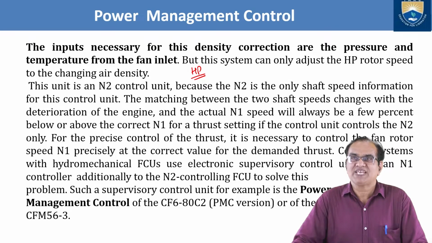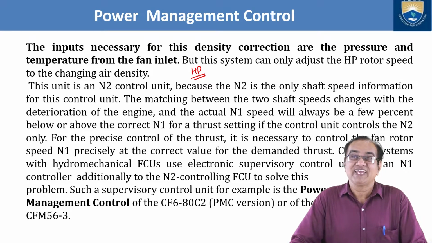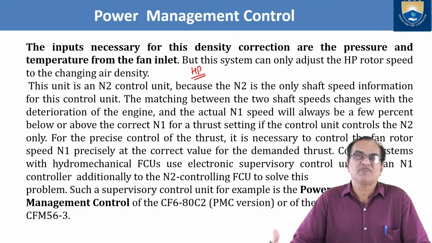For the precise control of the thrust, it is necessary to control the fan rotor speed N1 precisely at the correct value for the demand of thrust. We should make sure that N1 is correct, because then only will you get it right, since 50% of the thrust you are getting from the fan. So the speed of the fan has to be very precisely calculated.